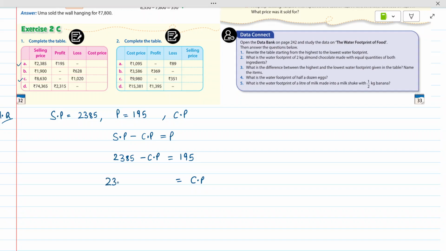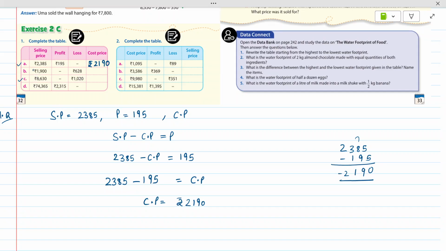So 2385 minus 195. Let us solve 2385 minus 195. 0 here, 9 here, 1 and 2. So the cost price of the item here is rupees 2190. Okay, I'm writing here, it will be rupees 2190.